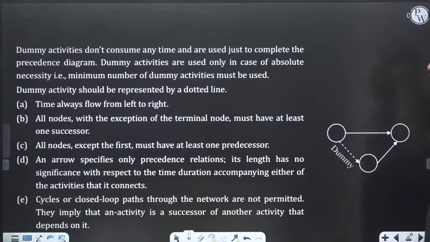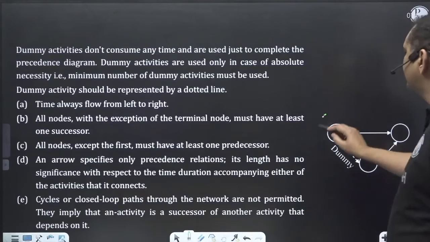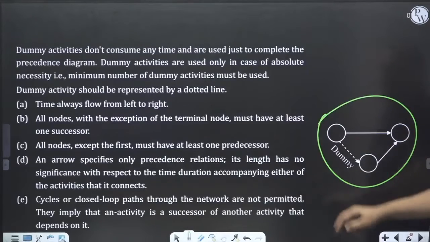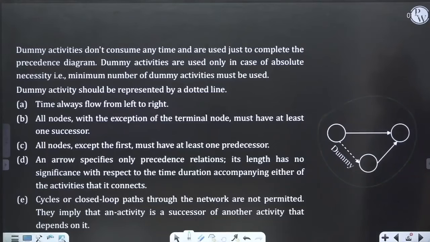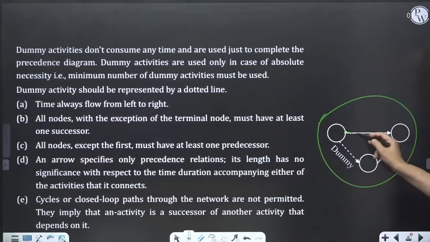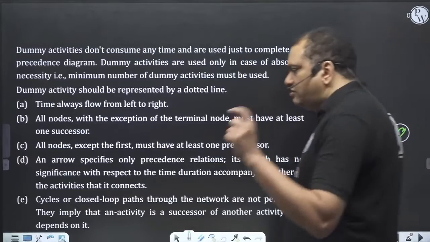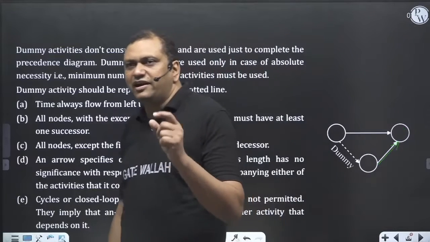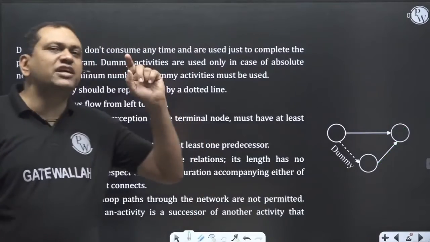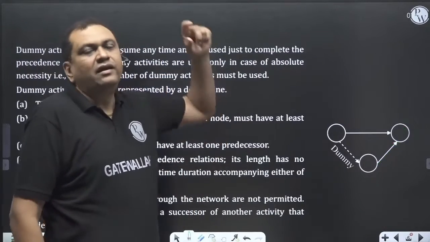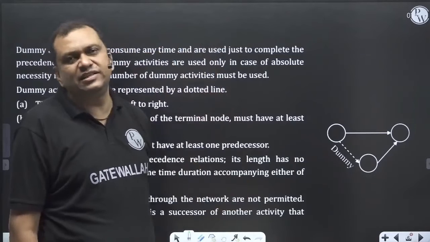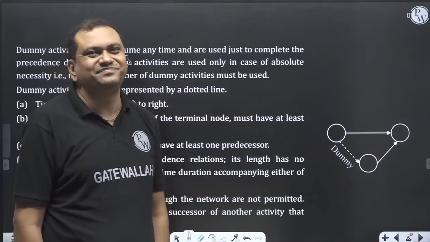And what is the dummy? Like this. How to use a dummy? Like this. For the first activity, use a dummy. Let us say 1, 2, 3, and then joining like this. Two activities cannot start at the same node and finish at the same node. And if such a situation arises, use a dummy.